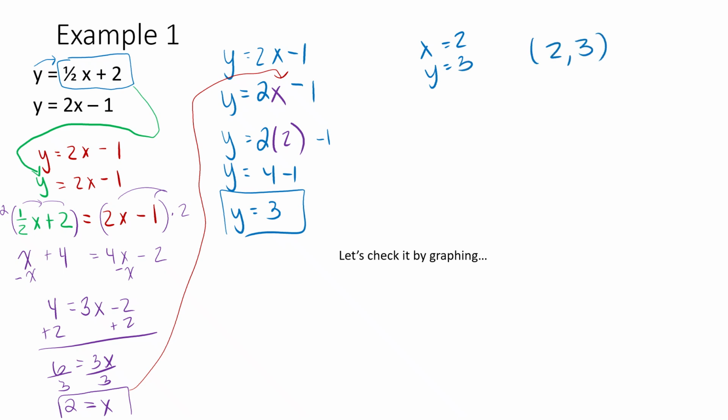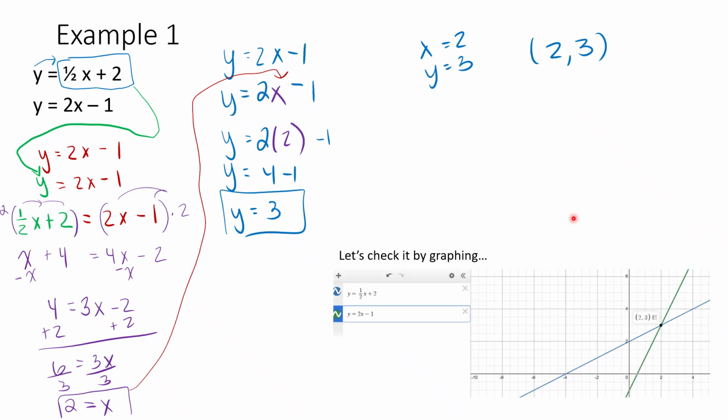Now, I marked this off so that I don't write in this area, but what you should do is check it by graphing, okay? So once you've practiced your substitution and the mechanics of this, go ahead and pop it into a graphing utility, see if you got it right. So let's take a look at that. And there's the equations, y equals 1/2 x plus 2 and y equals 2x minus 1. And if I look over here, there are the two lines and they are intersecting at the point (2, 3).